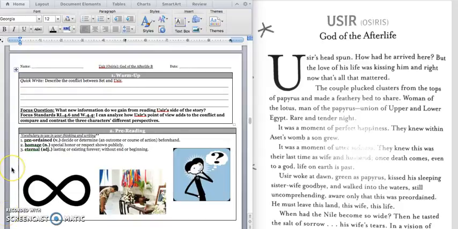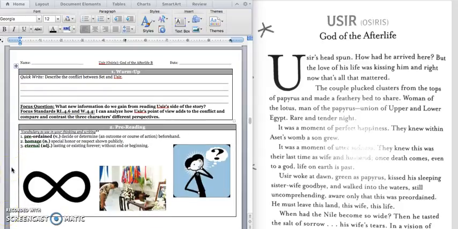Good morning, fifth grade. We're going to continue reading in our text, Usir, God of the Afterlife. You should have already completed your quick write and vocabulary, but just in case you were absent on Friday, you can go ahead and complete it now. Describe the conflict between Set and Usir. Press pause to write down your answer and play when you're ready for the focus question.